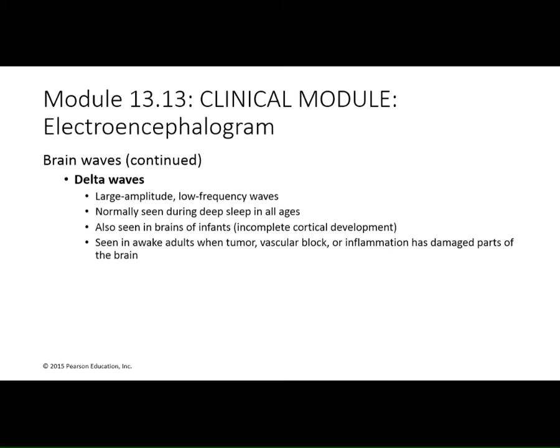Then delta waves are really large amplitude, big high waves, but low frequency. They don't occur very often, and they're going to be seen when you're sleeping. So these are your sleeping waves, and you'll also see these if there are problems with the brain. So an adult with a tumor, or a blood flow issue to some part of the brain, would inappropriately show delta waves while awake.